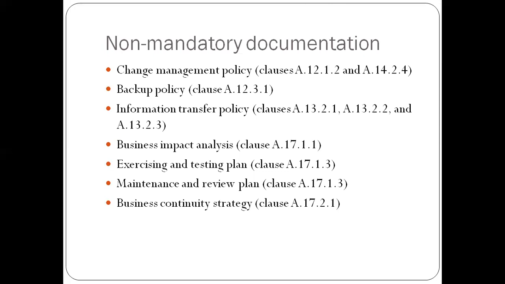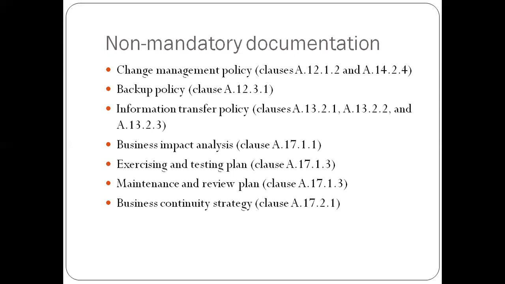Backup policy, good to have. Information transfer policy, good to have. Business impact analysis, of course, is good to have. It will be compulsory in 22301, but for 27001, which is ISMS, it is a good-to-have documentation. Exercise and testing plan, plus 8.17.1.3, is also good to have. Show us that you are testing your business continuity.